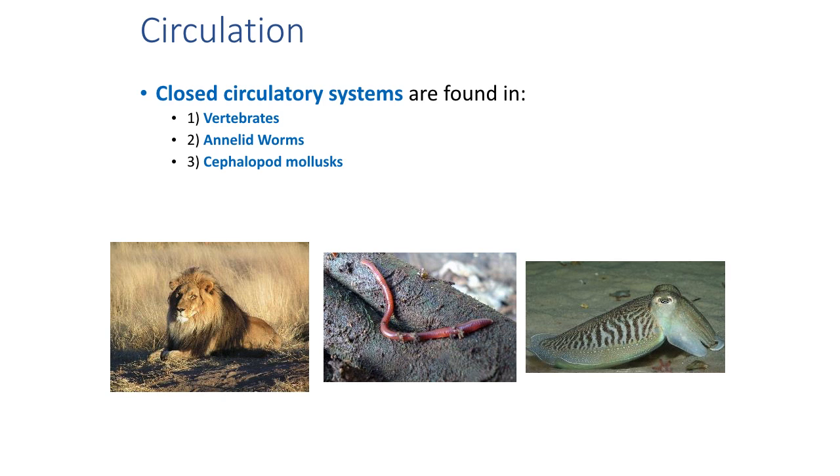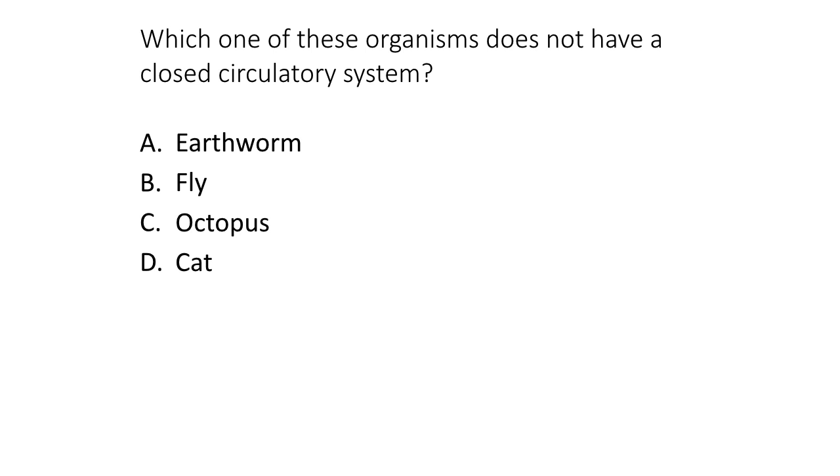Closed circulatory systems are found in vertebrates, they're found in annelid worms, and they're found in cephalopod mollusks, so things like cuttlefish and octopi and squids. So which one of these organisms does not have a closed circulatory system? So take a quick look and see. And the answer here is going to be the fly.